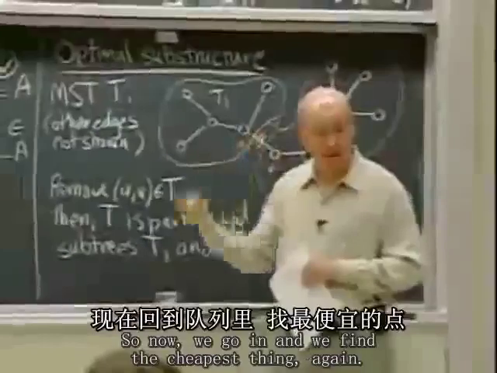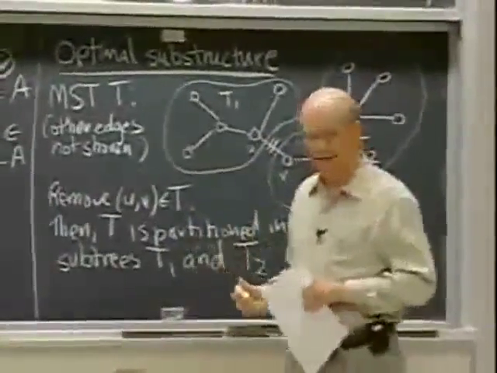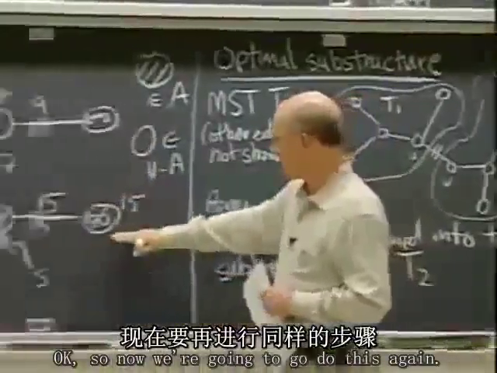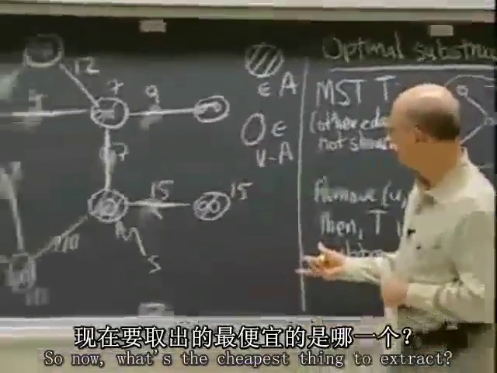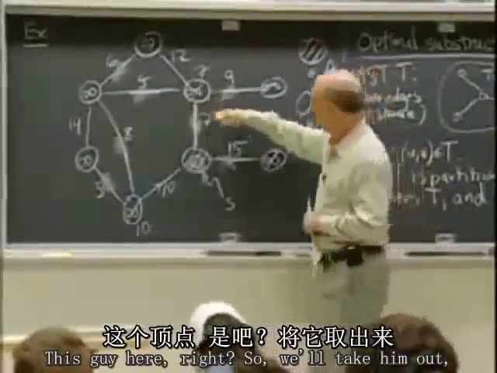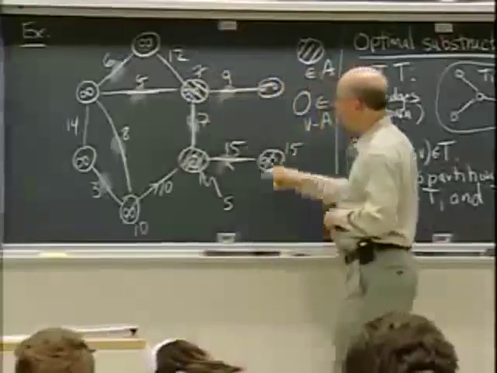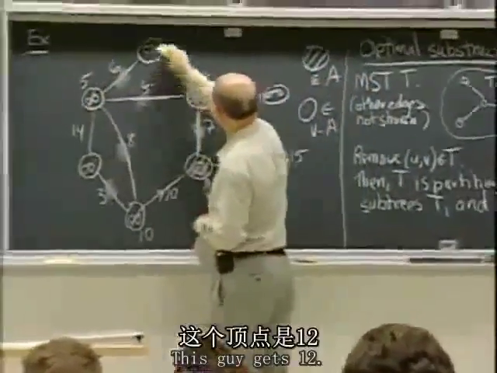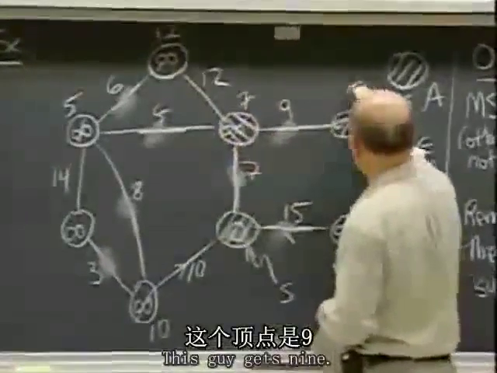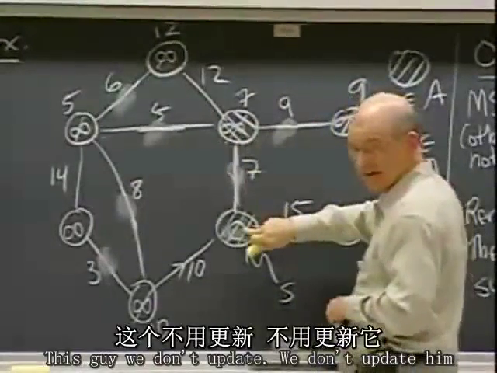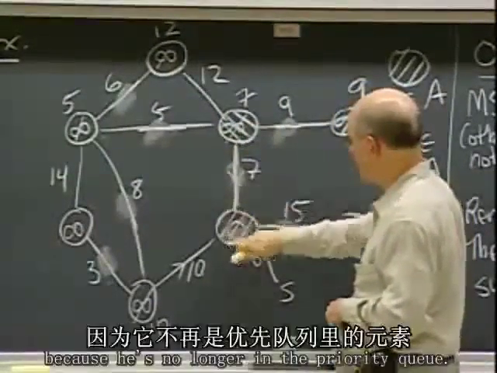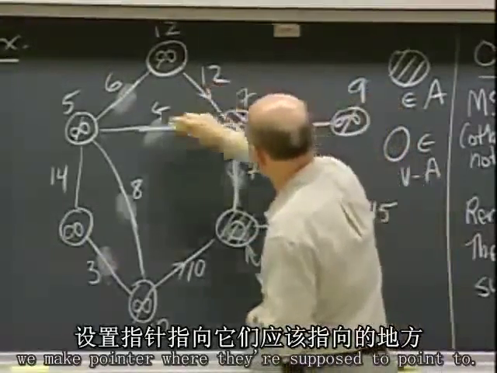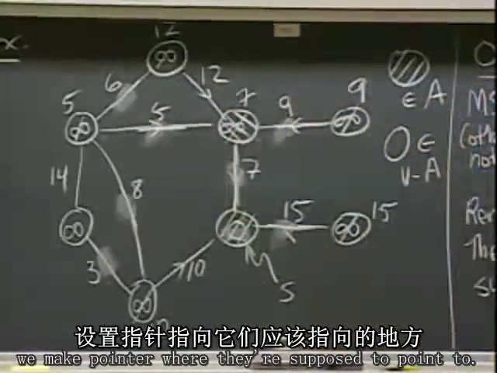So now we go in and we find the cheapest thing again, and we're going to do it fast, too. This is a fast algorithm. So now what's the cheapest thing to extract? This guy here, right? So we'll take him out, and now we update all his neighbors. So this guy gets 5, this guy gets 12, this guy gets 9. This guy we don't update, because he's no longer in the priority queue. And all of these guys we make point to where they're supposed to point to. And we're done with that step.